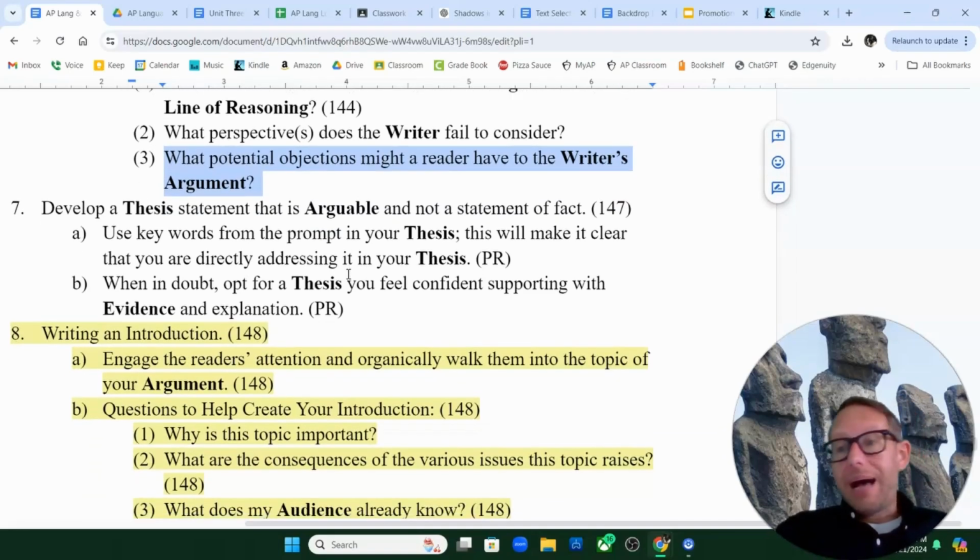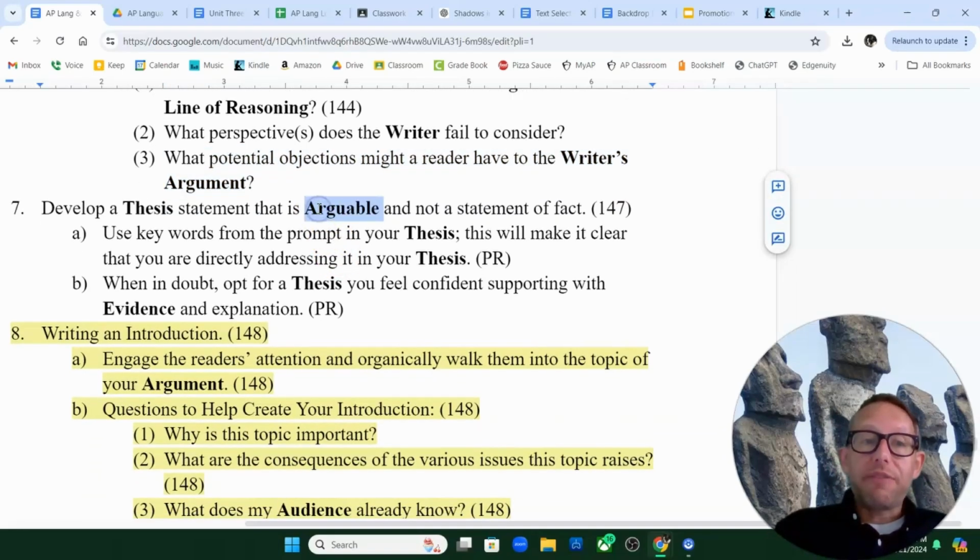And then, of course, obviously, you know it was going to come sooner or later, you need to develop a thesis, specifically a thesis statement that is arguable and not a statement of fact. We've talked about that ad nauseum. I don't think there's anything new to share on that front, but I'm going to do it anyway. Just because it's so gosh darn important, yes, it should be arguable. Again, not everyone is going to agree with it. Not everyone is going to believe it.